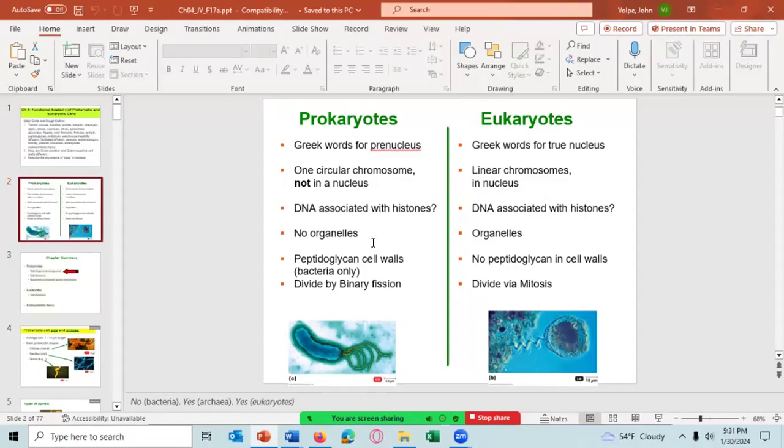The prokaryotes have no membrane-bound organelles. The eukaryotes do have membrane-bound organelles. By membrane-bound organelle, I mean an organelle with a membrane around it, such as the Golgi apparatus, or Golgi complex, the mitochondria, chloroplasts, vacuoles.